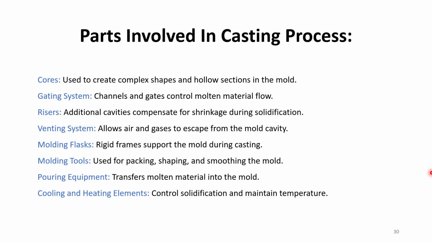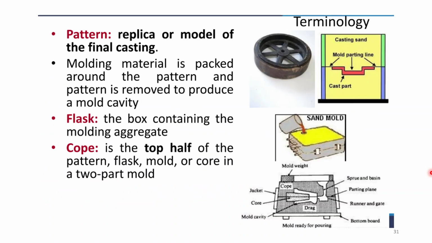Now, pattern is the replica or model of the final casting. It will look exactly like what your final casting will be, but it will be different in material. For example, if you have to make an aluminum block, then you can have your pattern made of wood or a different metal as well, but it will have some allowance given to it. So it can be a little bit bigger or smaller in size than the exact casting.